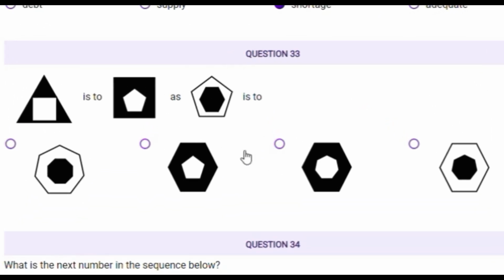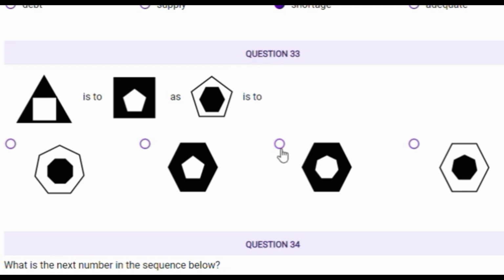Question number 33. Question: the first figure is to the second figure, as the third figure is to which option? Question explanation. This is a visual analogy question. You must identify the pattern or rule that changes the first shape into the second shape, and then apply the same rule to the third shape to find the correct answer. Pattern analysis. First pair, outer shape, black triangle. Inner shape, white square. Changes to, outer shape becomes a black square. Inner shape becomes a white pentagon.